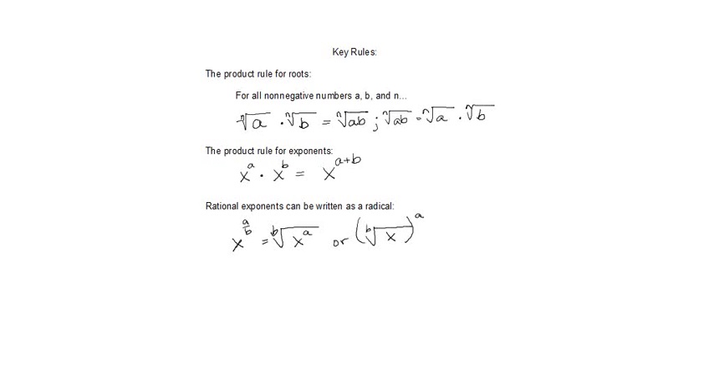Look at the product rule for exponents. X to the A times x to the B equals x to the A plus B, which you already know, just restating it. And then anytime we have a rational exponent, we can write it as a radical. As you can see here, we have x to the A/B power. We can write that as the B root of x to the A, or we can even use it as the B root of x to the A power.